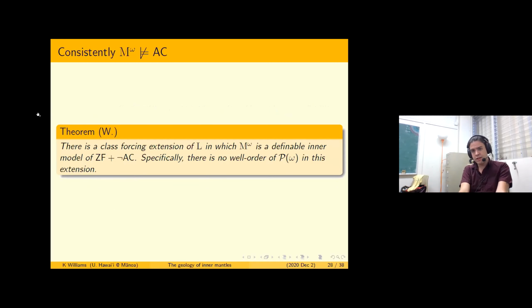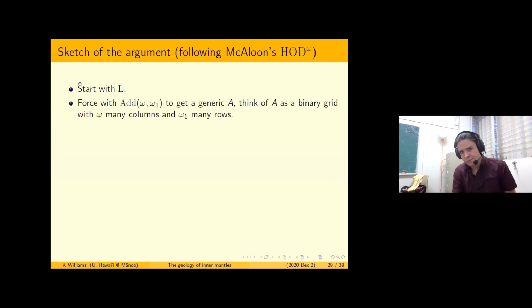And so using these tree-like codings, we can adopt Michelun's proof in the HOD case to get it for the omega-th mantle. Specifically, let's see that there's a class forcing extension of L in which the omega-th inner mantle is a definable inner model which doesn't satisfy choice. Specifically, there's no well order of the power set of omega in this M omega. It should say in the M omega of this extension, not the extension. Of course, the extension is going to satisfy full choice. Okay. So this is following Michelun's argument for HOD omega. We just have to do a more complicated coding for the mantle instead of HOD.